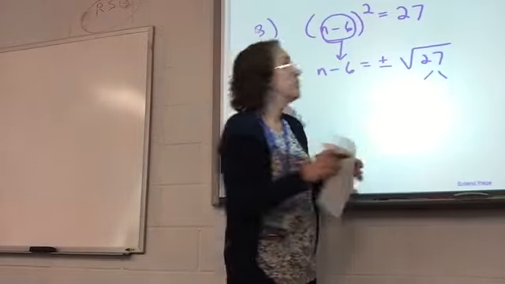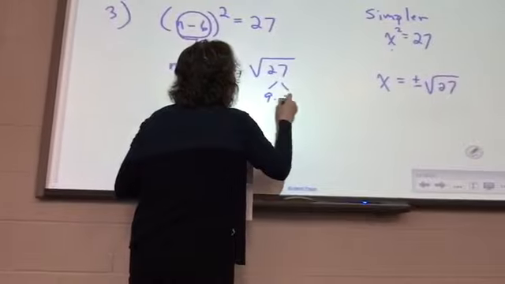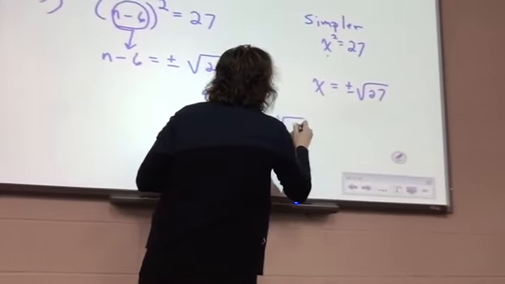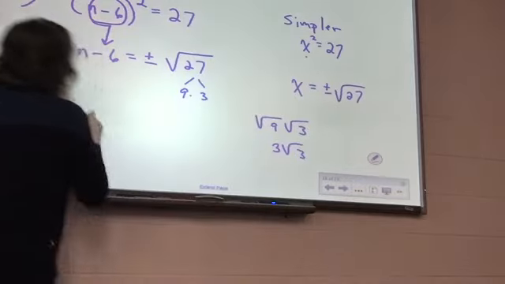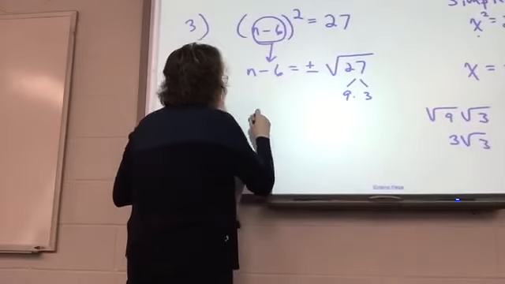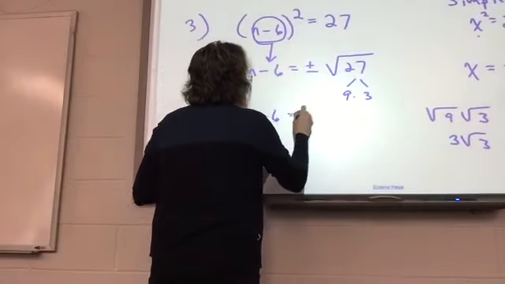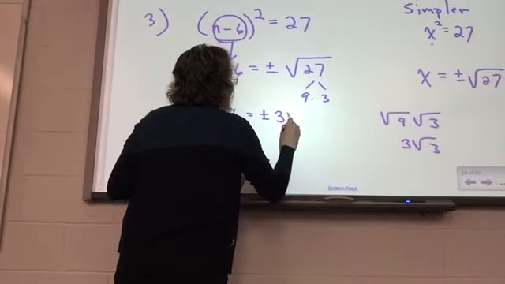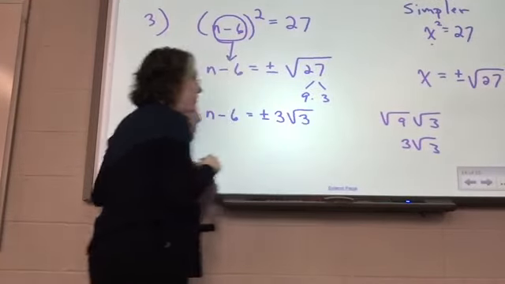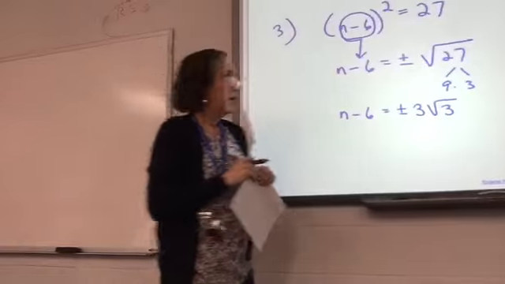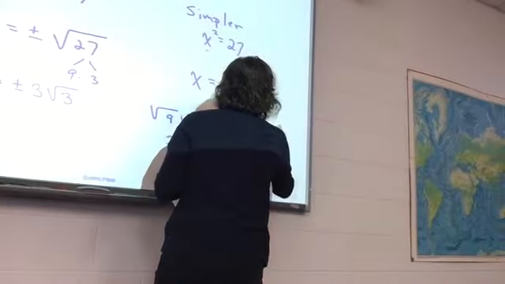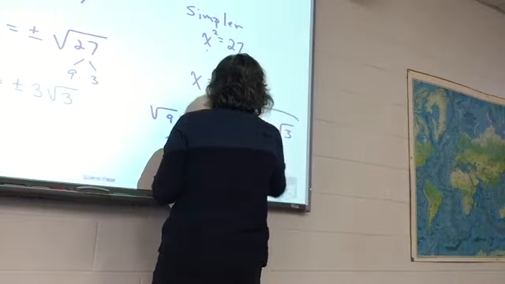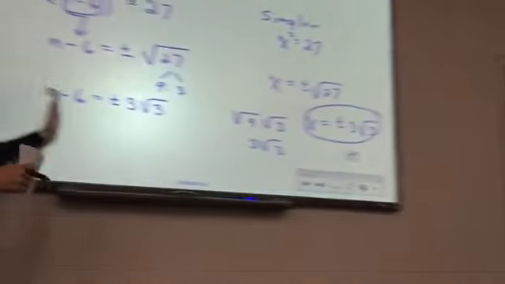So let's go ahead and simplify this. 27, okay, 9 and 3. Square root of 9 times square root of 3 is going to be 3 square roots of 3. Is that right? Okay. So n minus 6 equals plus or minus 3 square roots of 3, which is what we would be finished with on that one, all right? We'd be done on that. Why am I not done here?